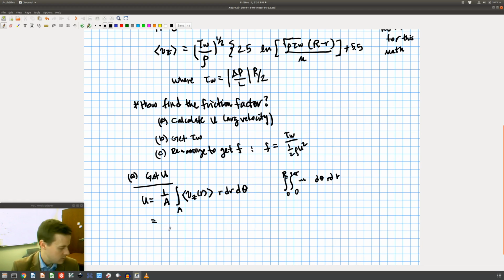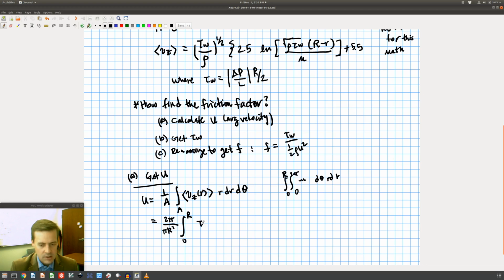So to do that, I can just pull a 2 pi out. 2 pi comes out, and then in the bottom, I have pi r squared. And now I'm going to have the integral from 0 to big R. And then I need to take this Vz up here and plug that in.